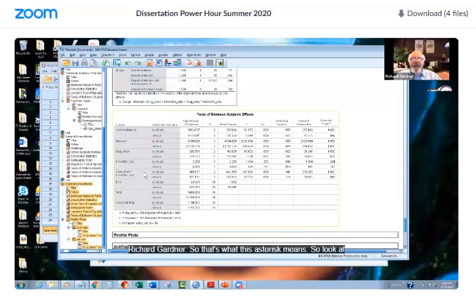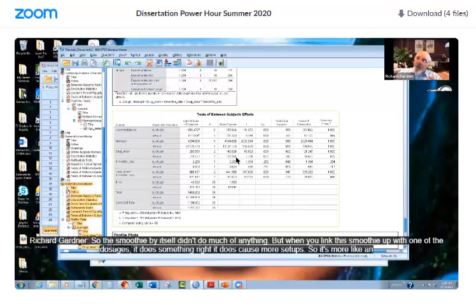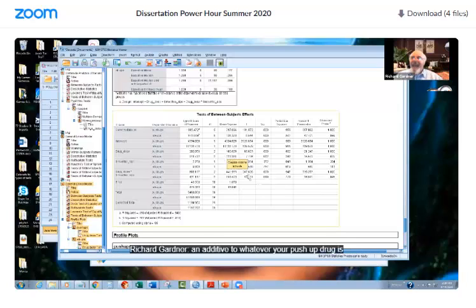So that's what this asterisk means. So, look at that. The asterisk on push-ups means there's a significant interaction. Okay? Same with sit-ups. Now, this is kind of a difficult thing to explain here, but what it means is at least one of the levels of the drug dosage is interacting with at least one level of the smoothie. So the smoothie by itself didn't do much of anything, but when you link the smoothie up with one of the dosages, it does something, right? It does cause more sit-ups. So it's more like an additive to whatever your push-up drug is, right?